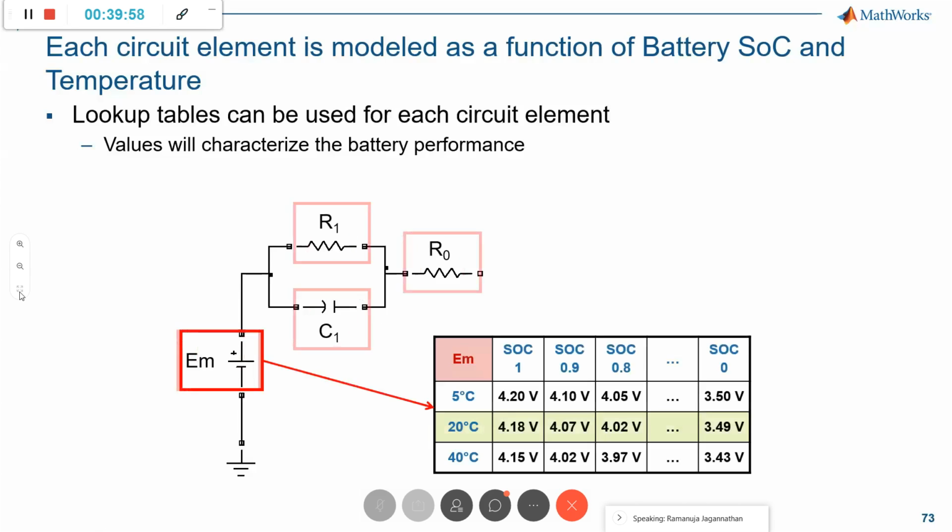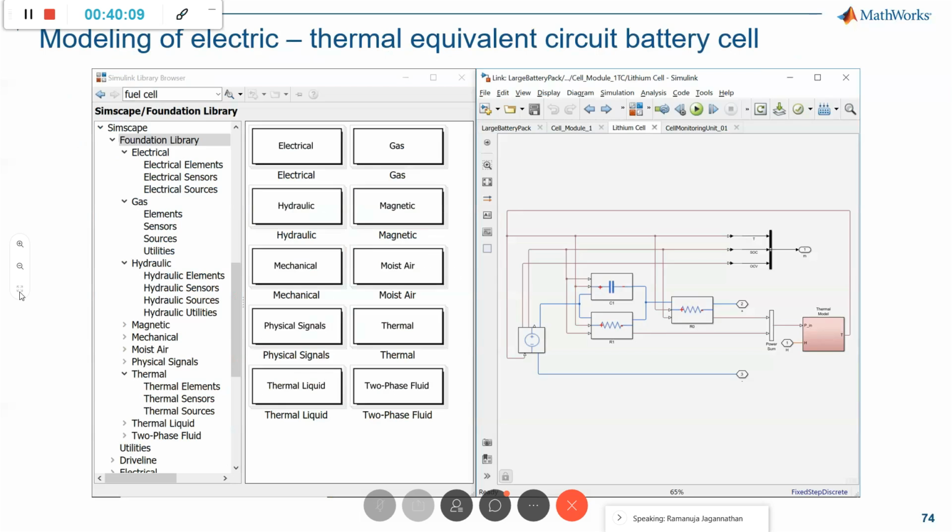Next, these components need to be parameterized, and they typically depend upon the state of charge and the temperature of the environment. So first, let's see how to model this kind of an equivalent circuit in Simulink. As Naga explained before, we have this product called Simscape, which is used to model multi-domain components, and we go to Simscape to model the electrical components. Specifically, go to the electrical sub-library under the foundation library to find voltage sources and resistance and capacitance blocks, which can be parameterized using a lookup table.